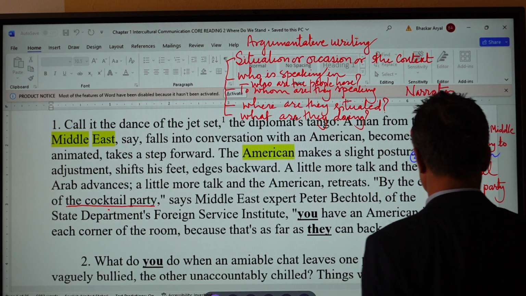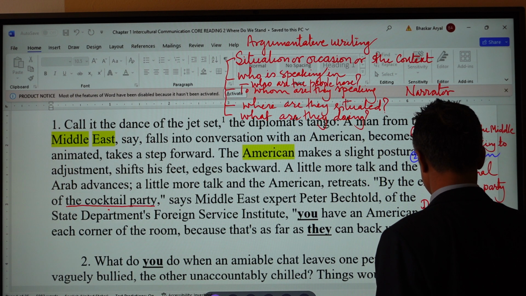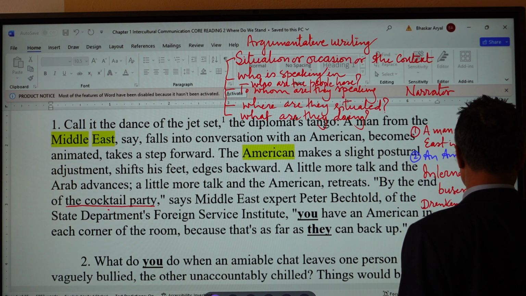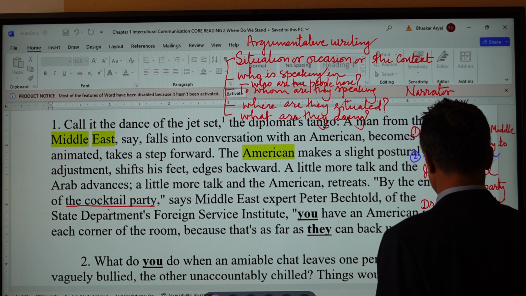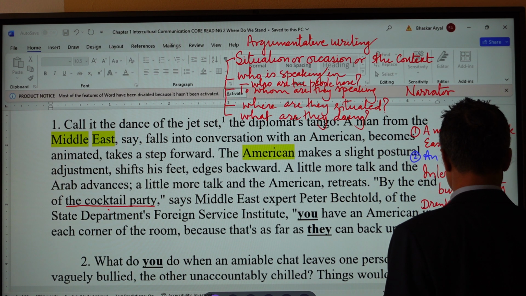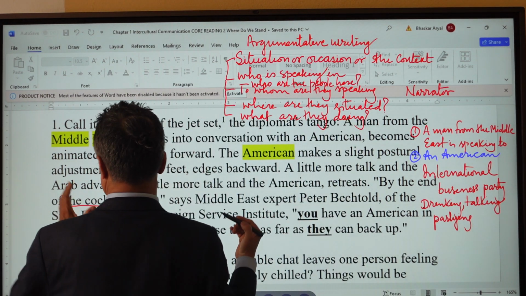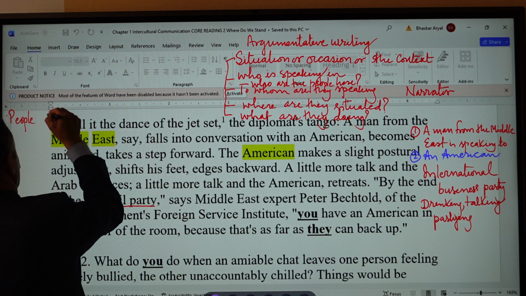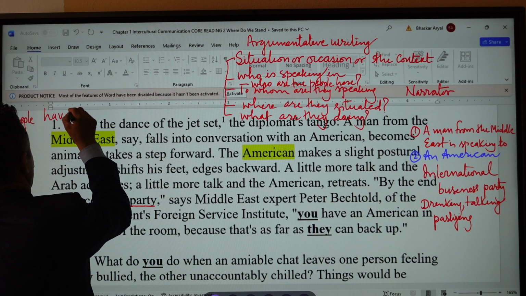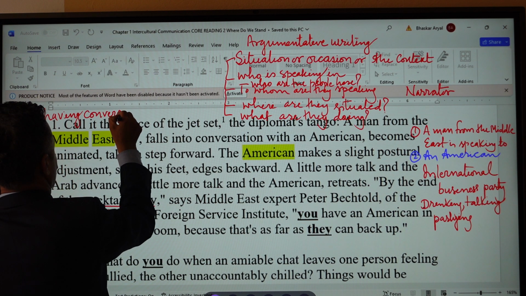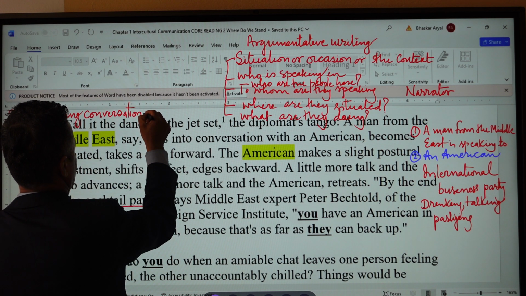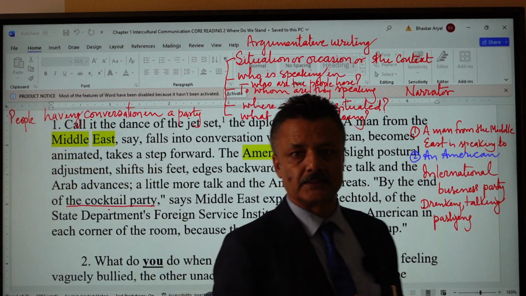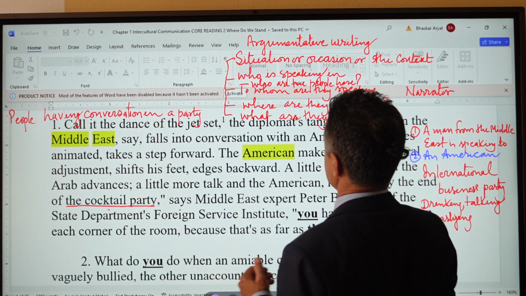What are they doing? So they are drinking, they are talking, they are partying. Now we understand that the first paragraph shows us people having conversation in a party, right? So public place. Now let's ask a question.